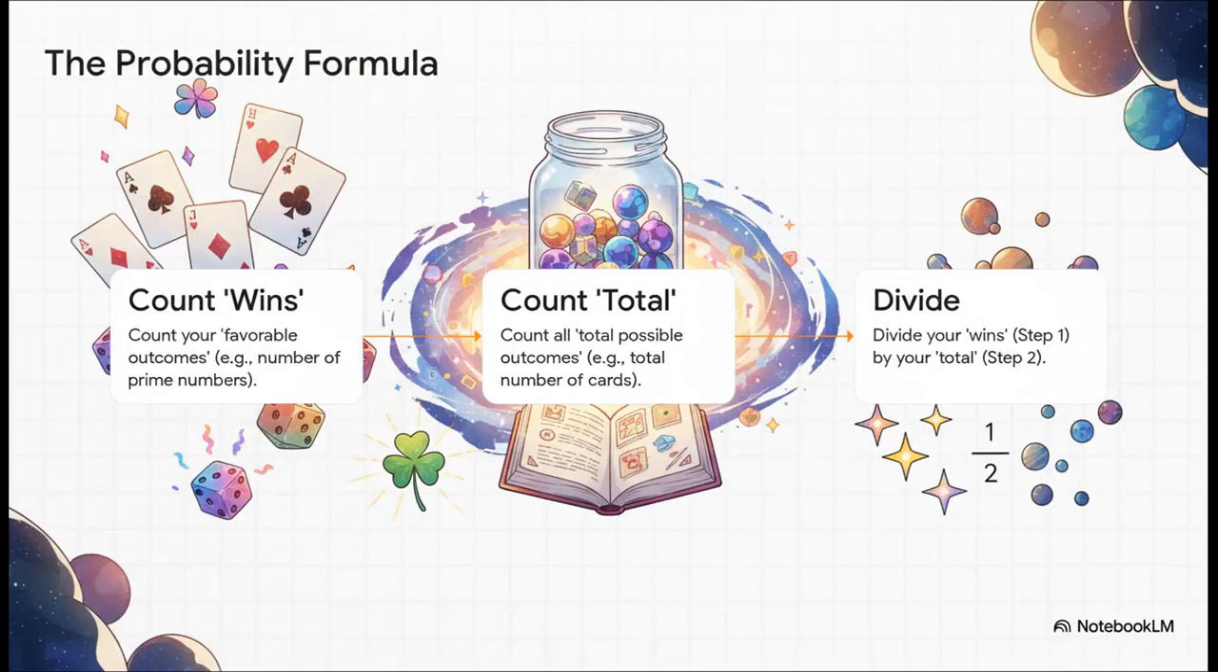And really, it all comes down to this super simple 3-step process. First, you count the number of ways you can win, what we call favorable outcomes. Second, you count up all the things that could possibly happen, the total possible outcomes. And third, you just divide the first number by the second. That's it. That fraction is your probability.